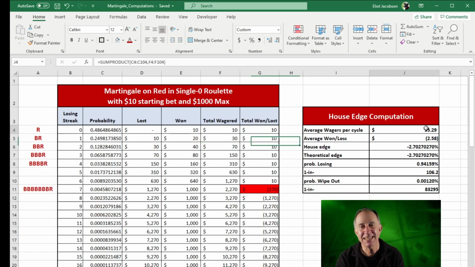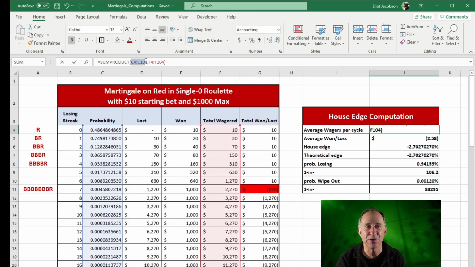And nicely in Excel, there's a function called sum product. And all you do is you list the two columns. So here I have column C4 to 104. Those are these probabilities. And column F4 to 104, that's my total wagers. And if I take that sum product, this is what I get. So the average wagers per cycle is $95.29. Now, what's my average won loss?